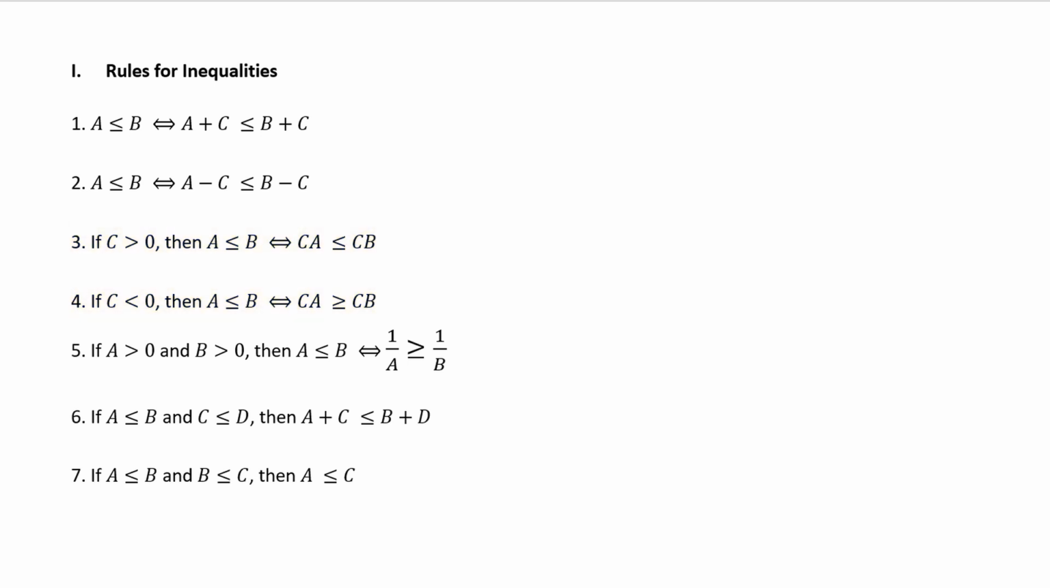Rule 5 is the reciprocal property. Taking the reciprocal of an inequality reverses the direction of the inequality. Rule 6 allows for the addition of inequalities. And finally, Rule 7 is the transitive property, which states that if A is equal to or less than B, and B is equal to or less than C, then A is equal to or less than C.